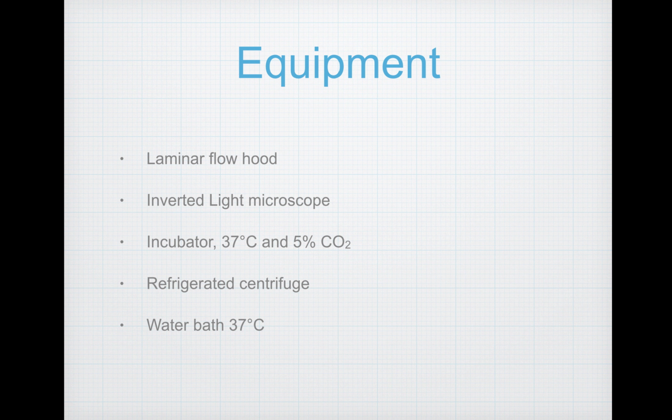So just an overview of some major equipment you need for this lab: a laminar flow hood, inverted light microscope, an incubator, refrigerated centrifuge, and a water bath.